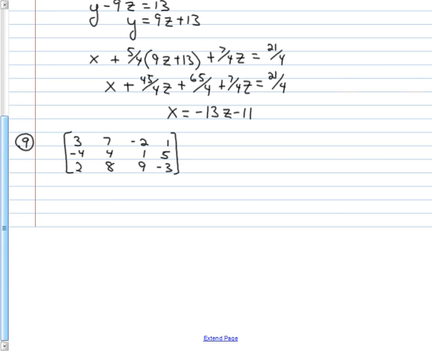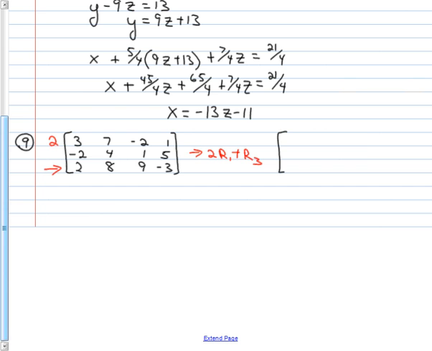3, 7, negative 2, 1, negative 2, 4. Preaching to myself. They're throwing points at me. Don't miss them. Negative 2, 4, 1, 5, 2, 8, 9, negative 3. All right, so we are supposed to do 2 times row 1, add to row 3, sorry. And add it to row 3 down here.